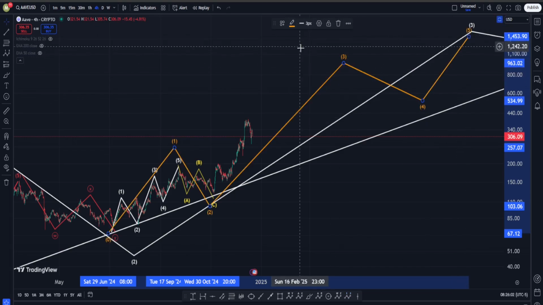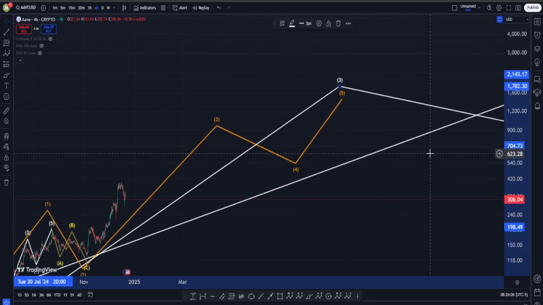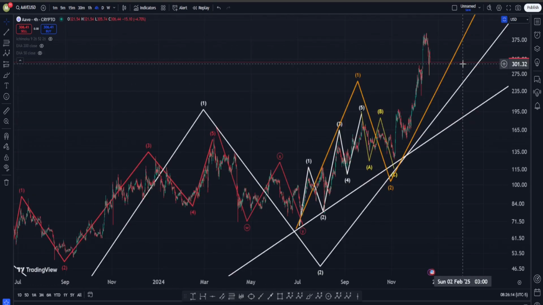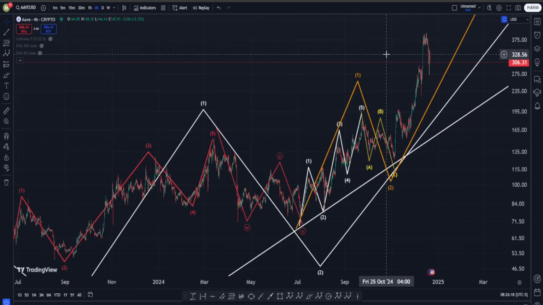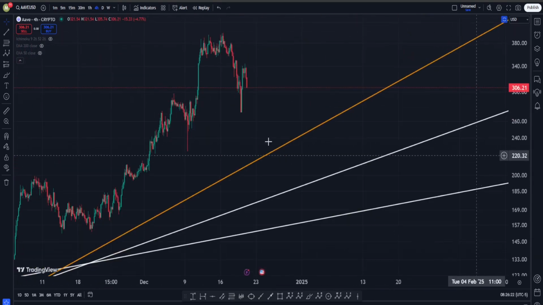which on a higher degree, this orange 5 wave up at that point is going to be into this wave 3 correction for 4, another move up into wave 5, and so on and so forth. So as you can see, even in very short term in AAVE, we are looking extremely bullish.